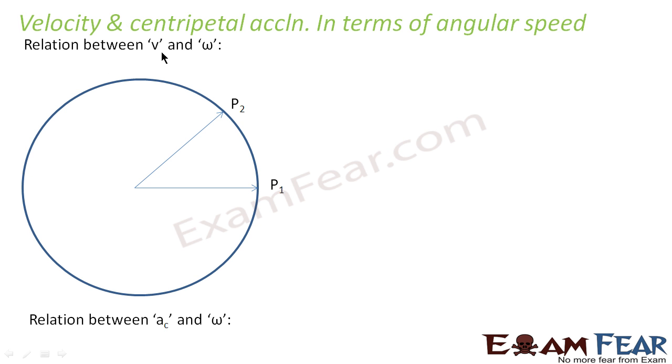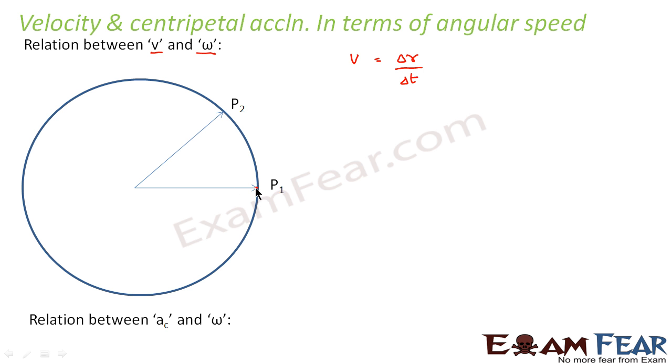Now we will look at the relationship between linear velocity and angular velocity. How is linear velocity related to angular velocity? Now we know that linear velocity V is equal to the change of displacement with time. If we denote the change of displacement by delta R, then it is the displacement per unit time. This is our linear velocity.